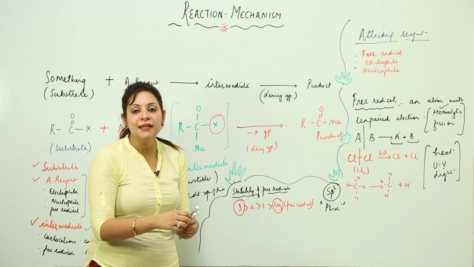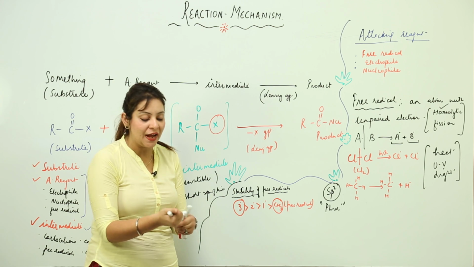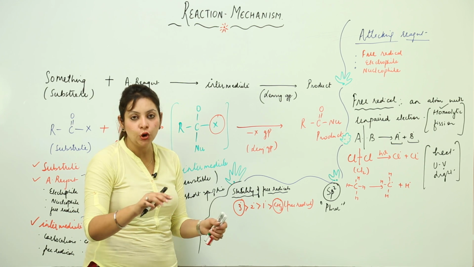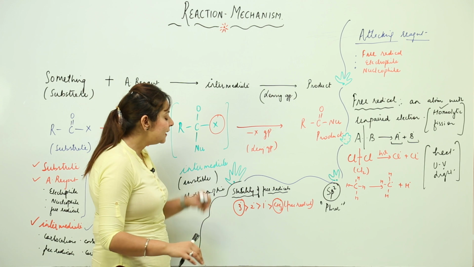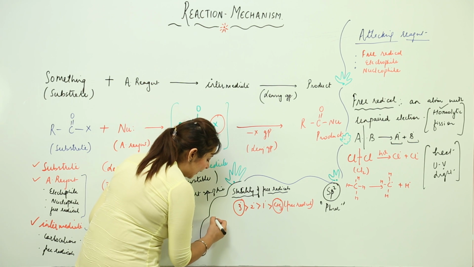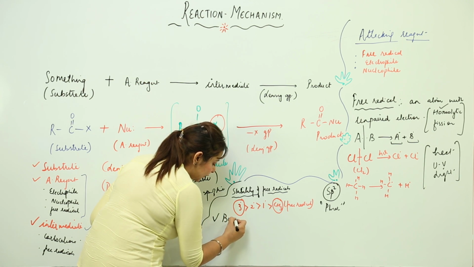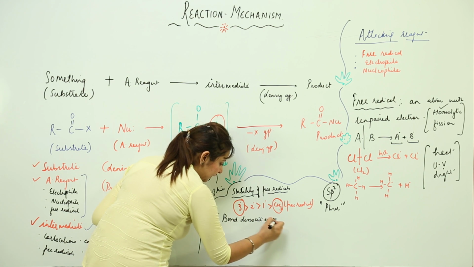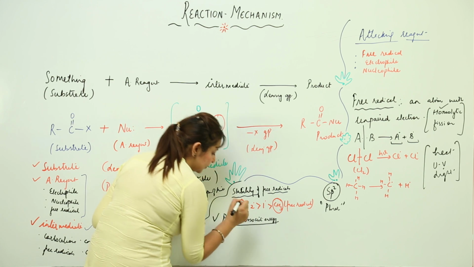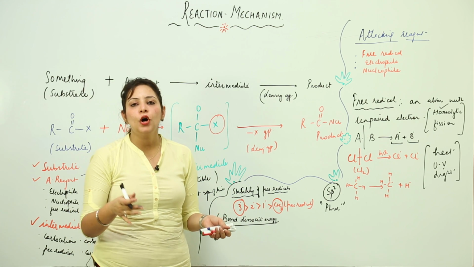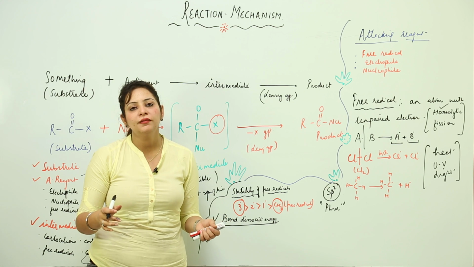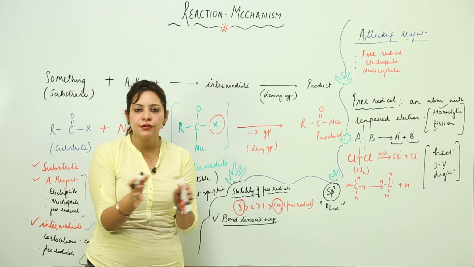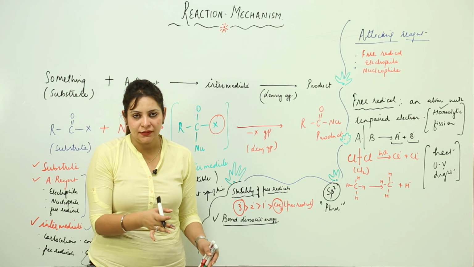Now what is the reason that determines their stability, or why am I saying that 3 degree is more stable and methyl is the least stable? We can discuss the stability on the basis of many factors. The first factor I am taking into consideration is the bond dissociation energy. Whenever we need to break a bond, we require bond dissociation energy. And the lesser the energy we require to dissociate a bond, the more stable is the free radical.